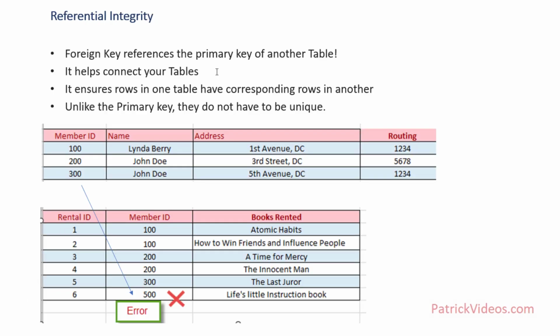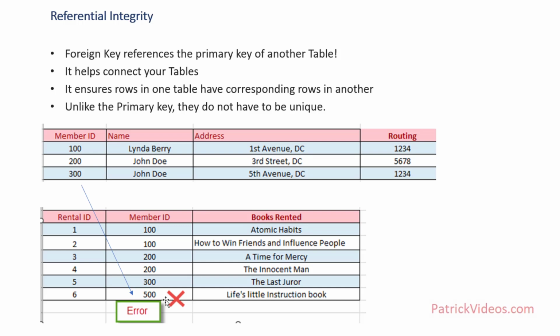Next, let us look at the concept of referential integrity. So what exactly is a referential integrity constraint? Once you have a foreign key which references the primary key of another table, it won't let you insert records into the second table without that foreign key being present in the primary table. For example, you cannot enter a record with member ID 500 because 500 does not exist in the primary table. You can only use member IDs 100, 200, and 300 in these records. Because this is the foreign key, it maintains the referential integrity.